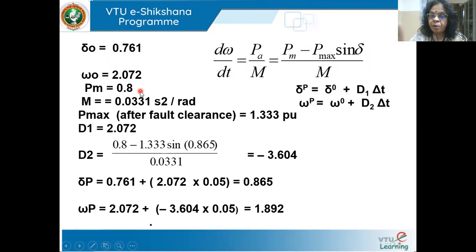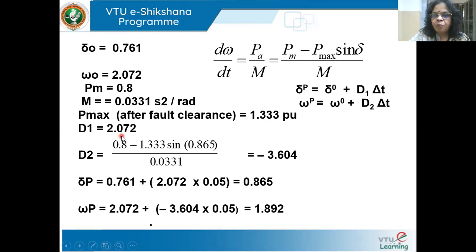So PM is 0.8. Remember, PM will remain the same. I calculate M. M is GH by pi F in radians, so I get 0.0331 seconds square per radian. Now, this is after the fault is cleared, so Pmax after the fault is cleared was 1.333 per unit, right? So what am I showing you? I'm showing you, at the beginning of an iteration, what is the value of delta I have, what is the value of omega I have, and what is the maximum power in the period under consideration.